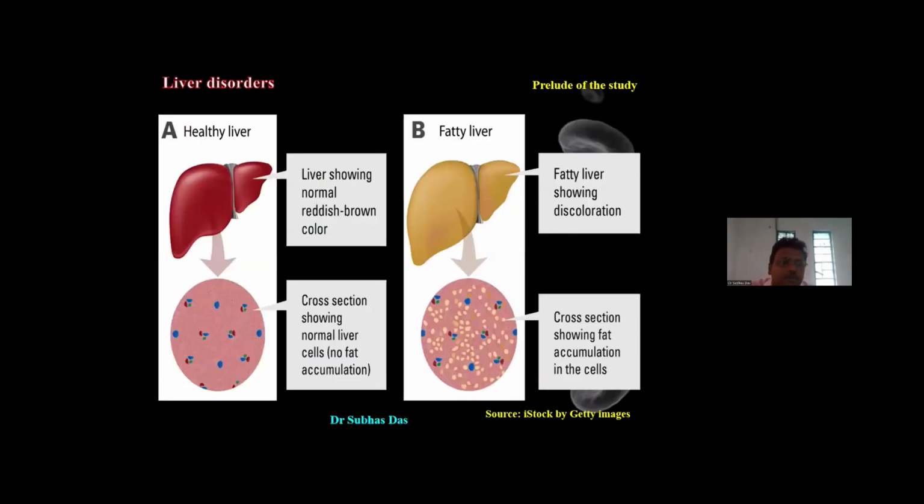Simultaneously, in our liver, as we can see from the picture, a healthy liver shows a normal reddish brown color. Under cross section in a histopathological study, we can see normal liver cells, with no deposition of fat. But in the case of fatty liver, it shows some discoloration, mainly yellowish in color. During the histopathological study after the cross section, it accumulates fats of different sizes, and it creates an immense problem in our digestive system.